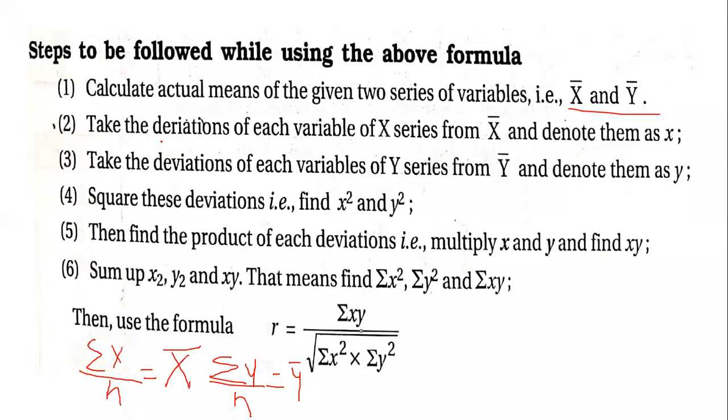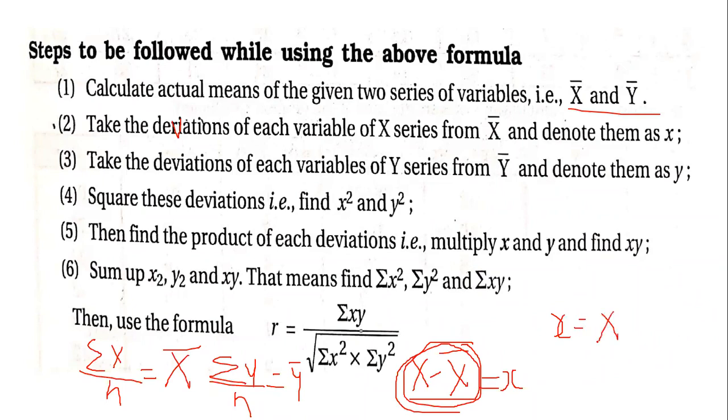And then we take the deviations. This is the deviation of each of them, which is nothing but X minus X bar. Once you take the deviation, you are going to denote that by small x. So anywhere you see small x in the formula, it is nothing but the deviations taken from the arithmetic mean. So small x is X minus X bar. And similarly for Y also you have to take deviations, that is Y minus Y bar, which is nothing but small y.